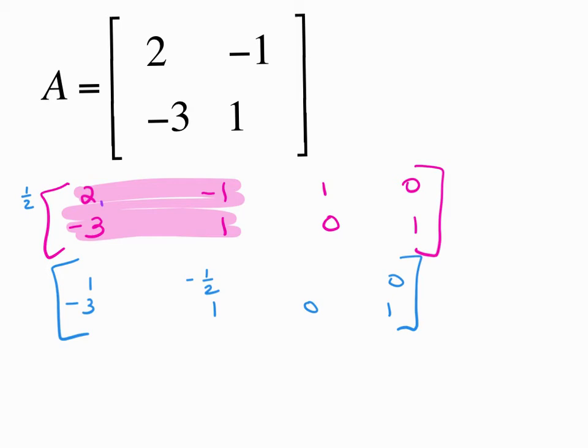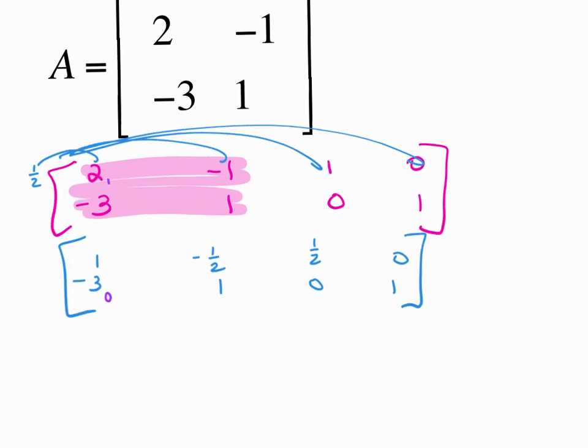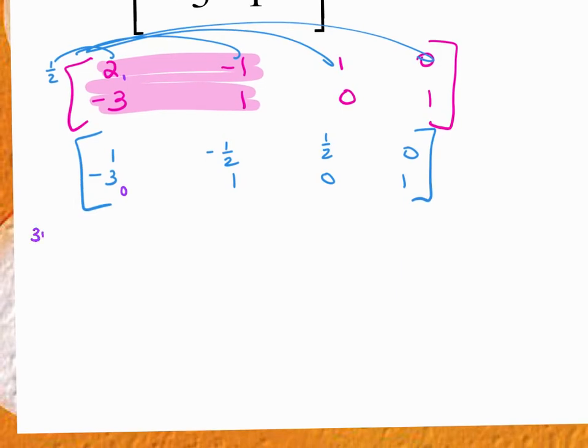Whatever you do to the left, you have to do to the right, all the way across. Here, here, here, here. All right, now I need a 0 here. There's only one way to do it. Multiply row 1 by 3. 3 row 1 plus row 2.